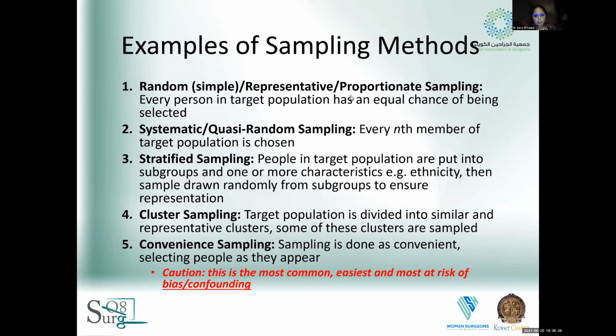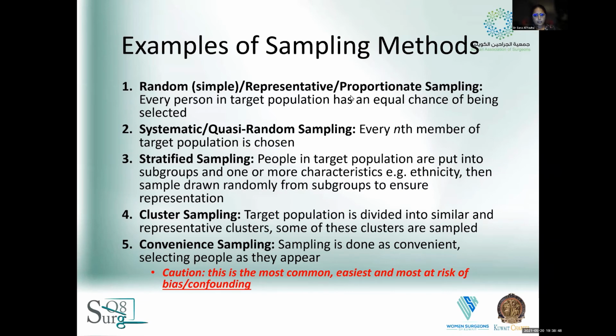So convenience sampling is sampling that's done when people show up, you get recruited, okay? Caution, this is definitely the most common. The most frequent way I see this being done is I have a questionnaire, I'm just going to send it to everyone on WhatsApp and see who responds, okay?